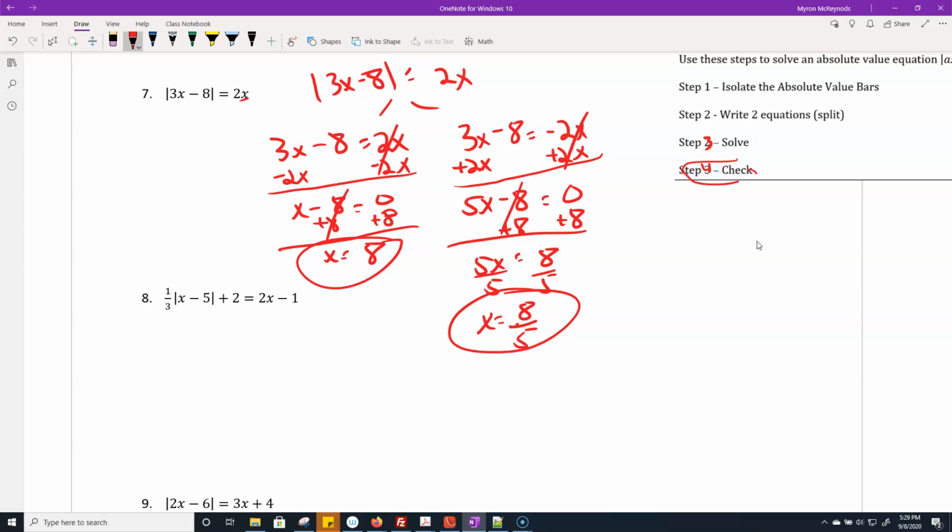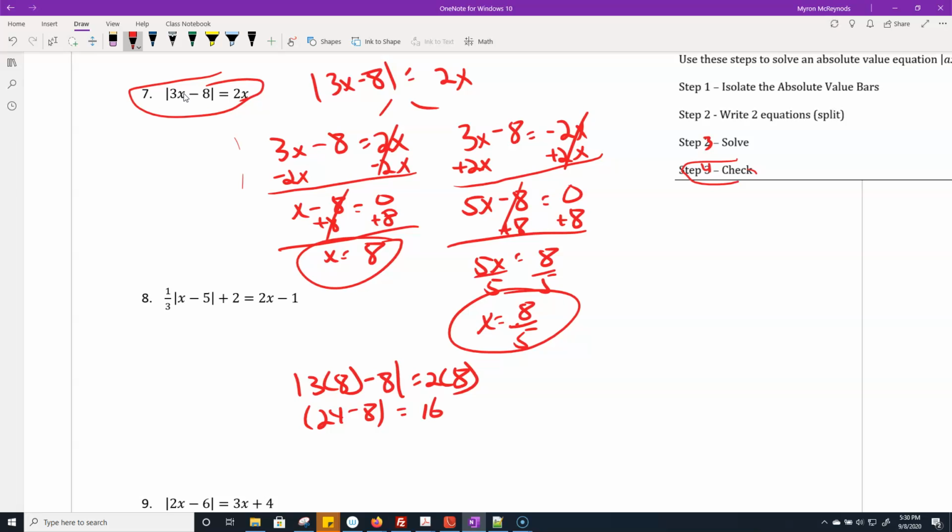So let's check these and see if we get the right answer. I've got to plug in 8 first. So I'm plugging in 8 to this original equation right here. So I got the absolute value of 3 times 8 minus 8 equals 2 times 8. Let's check that. The absolute value of 3 times 8 is 24 minus 8. 2 times 8 is 16. 24 minus 8 is 16. So the absolute value of 16 equals 16. That is good. So 8 is a valid answer.